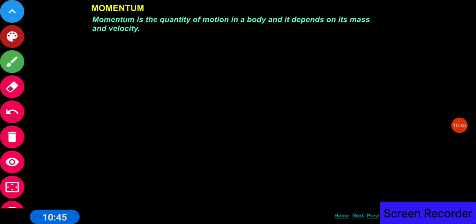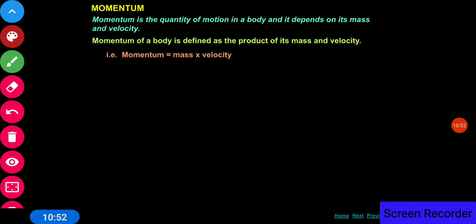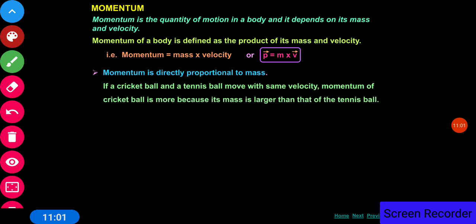Momentum is the quantity of motion in a body and it depends on its mass and velocity. Momentum of a body is defined as the product of its mass and velocity. So momentum is equal to mass into velocity, or P = M × V. Momentum is directly proportional to mass. If a cricket ball and a tennis ball move with the same velocity, the momentum of the cricket ball is more because its mass is larger than that of the tennis ball. Momentum is directly proportional to the velocity.